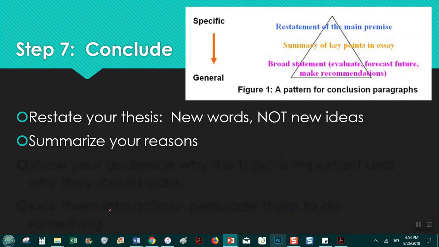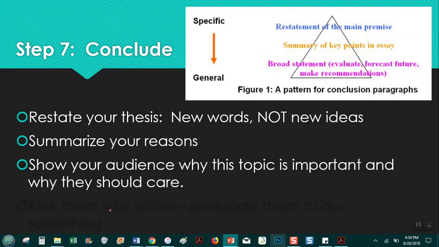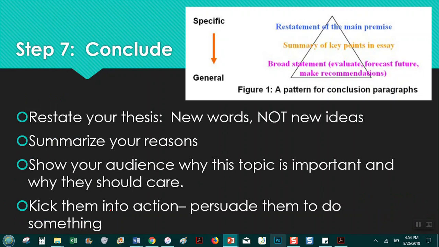If you have a very long essay, it's kind of nice to summarize all of your points. But what I would like you to do for this essay is show your audience why the topic is important and why they should care, or kick them into action, meaning directly ask them to do something about the issue you are discussing. So there's another lecture video about conclusions and a little bit more clear on how to do this that I would like you to watch before you go and write.